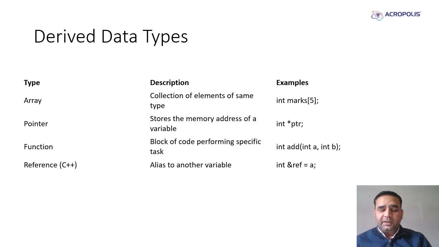Now the second type is the derived data types. Derived data types are the data types that are built with the help of primitive data types. These contain arrays, pointers, functions, and references. An array is a collection of elements of the same type. Pointers are used to store the memory address of another variable. A function is a block of code to perform a specific task, and references in C++ are aliases to another variable.